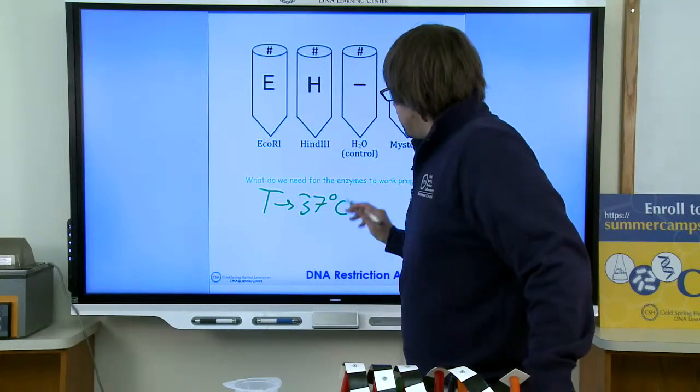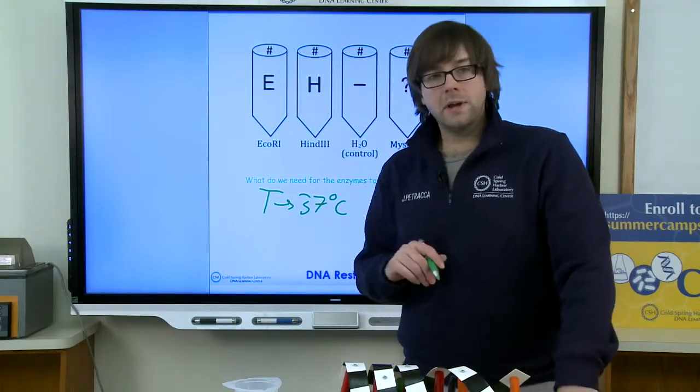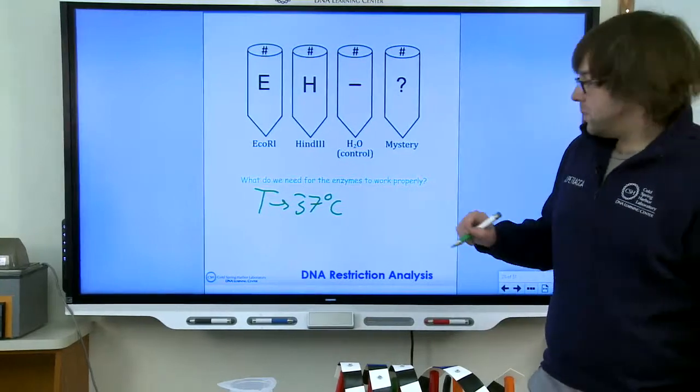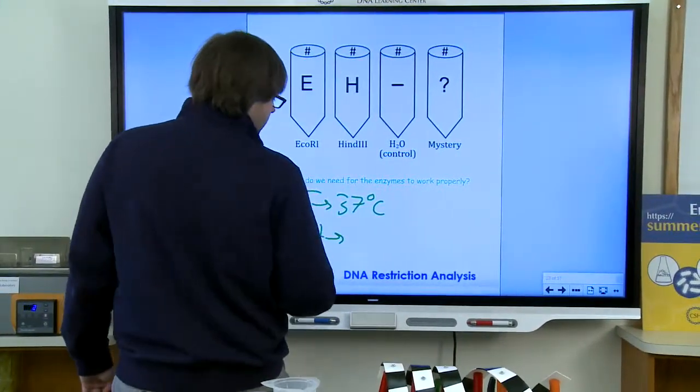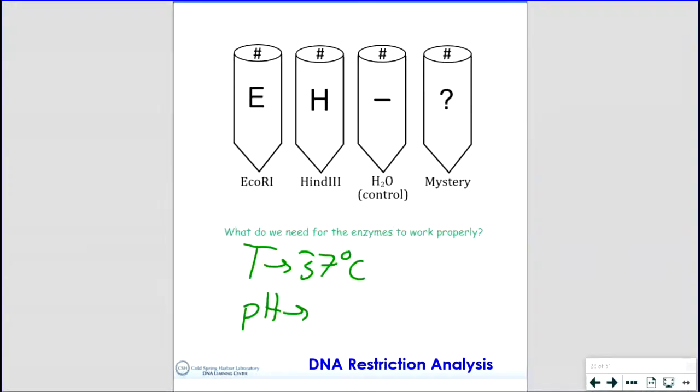Yeah. So what about pH, though? How are we going to control for pH? If you remember from chemistry, we can control for pH using a solution known as a buffer. A buffer is essentially a solution that resists changes in pH.